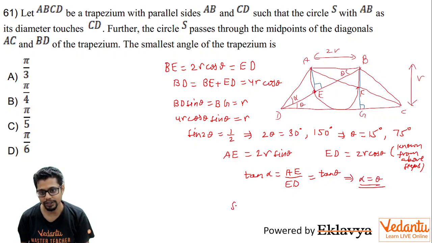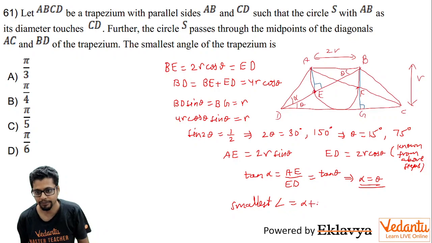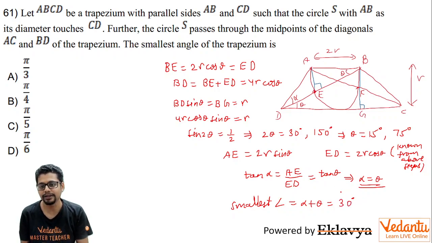So the smallest angle is alpha plus theta, and since alpha equals theta, it is 2 theta, so it is essentially 30 degrees. Now had you taken theta to be 75 degrees, that means 2 theta to be 150 degrees, the angle theta plus alpha would have been 150 degrees, and clearly that would have been the largest angle. In fact, the smallest angle would have been 180 degrees minus 150 degrees, which is 30 degrees, which is the answer that we are getting.